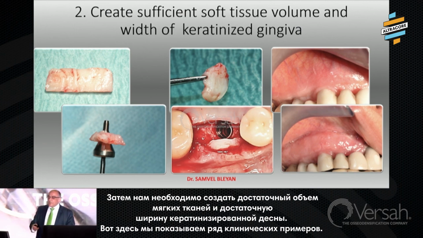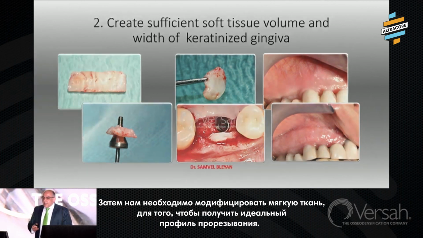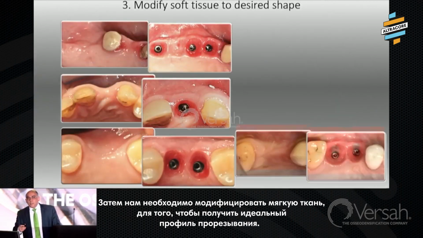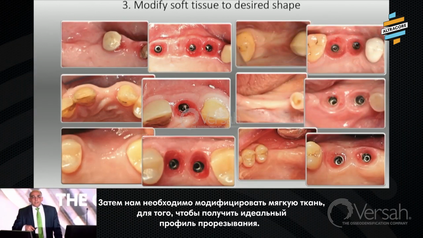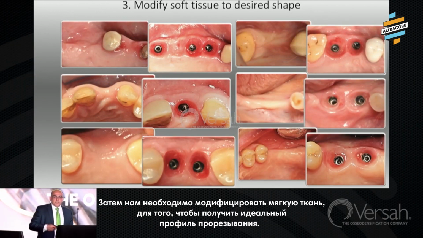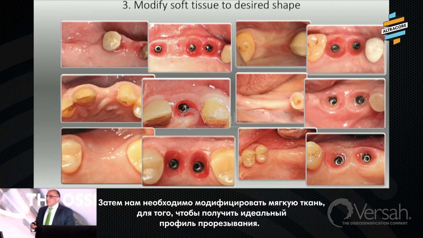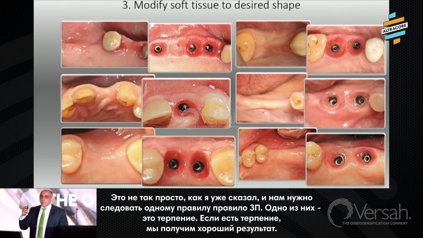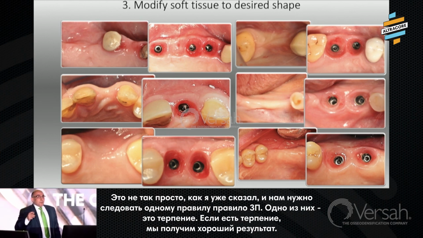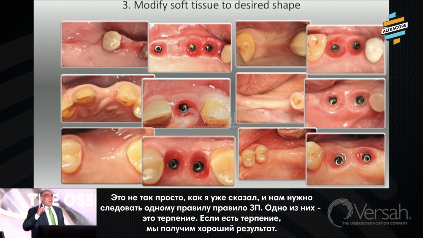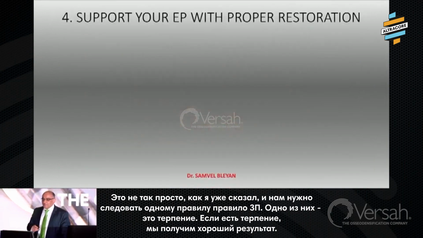Here is some example of that. Then we have to modify soft tissue to get ideal emergence profile. This is not easy. That is why I said that we have to follow the 3P rule. And the most important is the passion. If you have passion, you will get the final result.